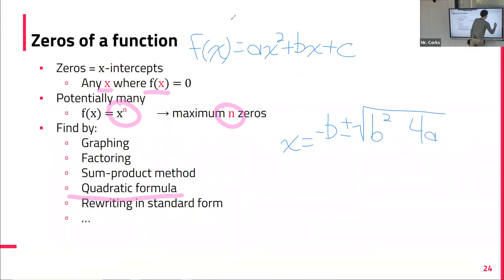4AC all over 2A. What's the operation between the b squared and the 4ac? Minus, there. That is the quadratic formula.